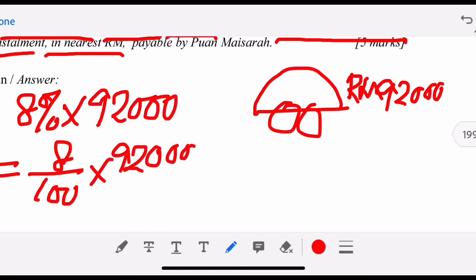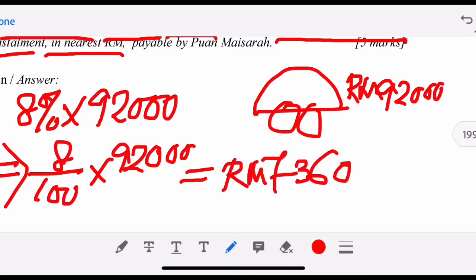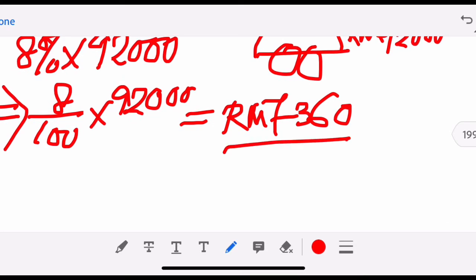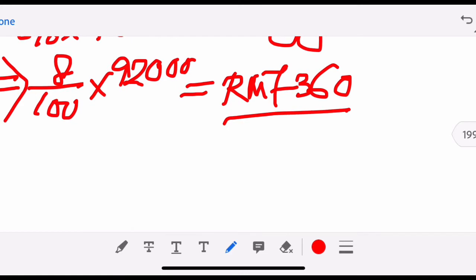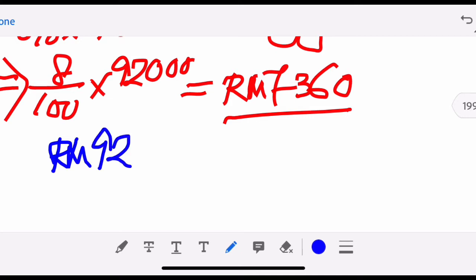Percent means per 100, so we will use a calculator and find out the amount of the down payment, which is equivalent to ringgit Malaysia 7360. So Puan Maisara need to pay to the salesman who sell the car 7,360. So the balance of the amount, Puan Maisara need to go to the bank and borrow from the bank and apply the loan for the car.